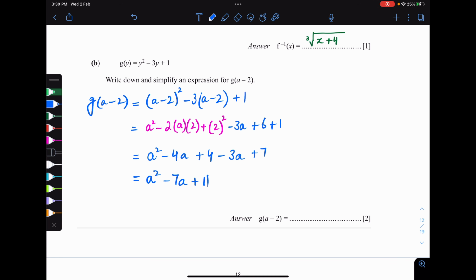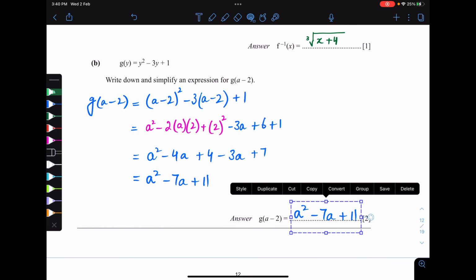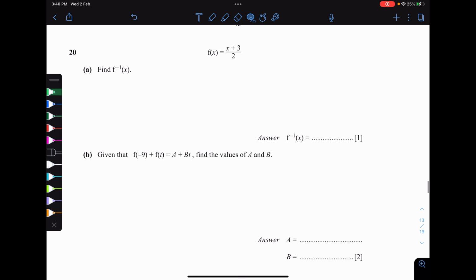And you do not need to go for factorization over here, since the question just asks us to simplify. So this is the most simplified form. It's not going to factorize. Let's move to question number 20.